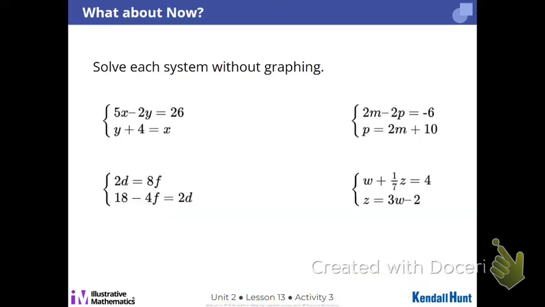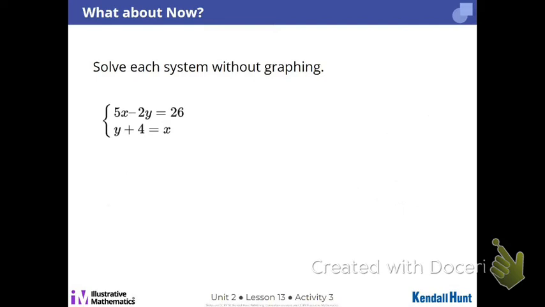I'm going to get you started for the first one, and we'll focus on one at a time on here. I'm going to look for something to substitute. Do I know an x or a y here? We know an x. X is y plus 4, right? So if on this one x is y plus 4, what has to be true about this x up here? It also has to be y plus 4. So 5x, but x is y plus 4, minus 2y equals 26.